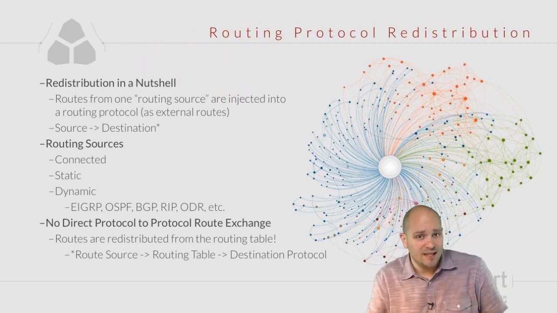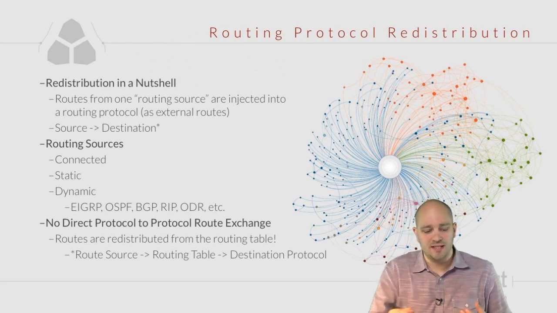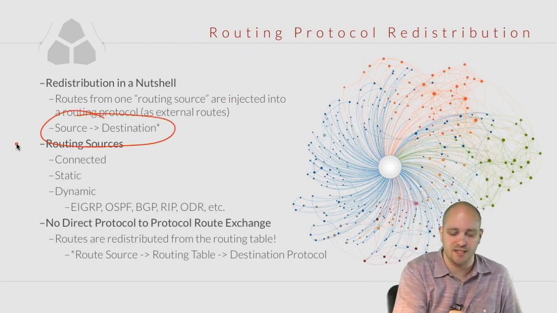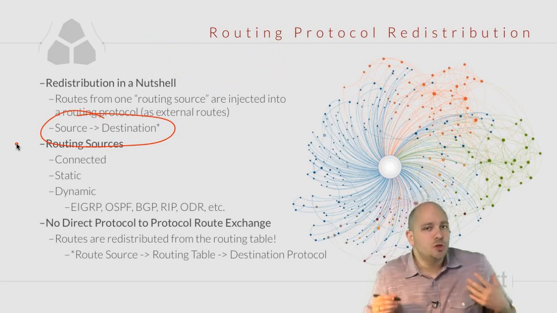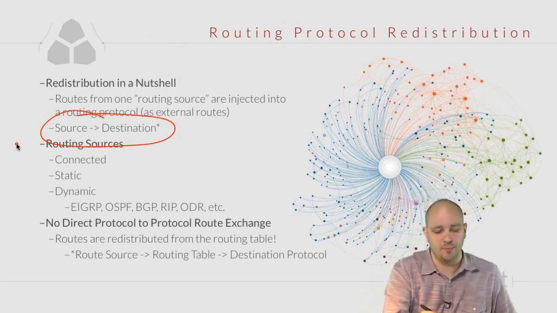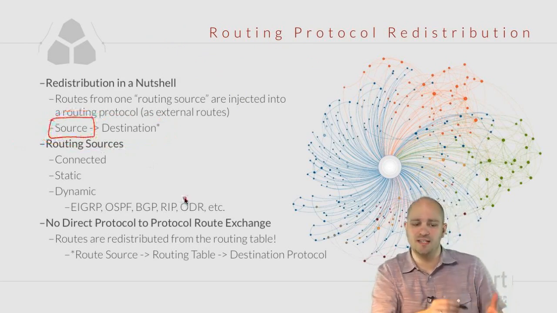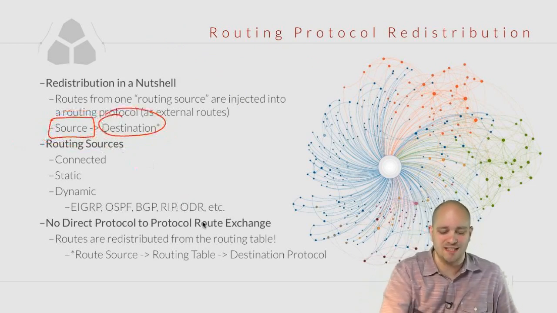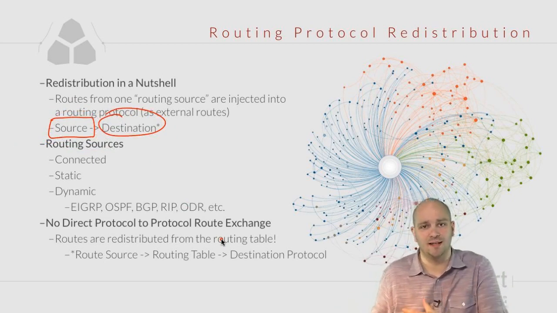Well, to a degree, you would be right. Yes, it is easier to think of redistribution as the direct process where the routes are coming from the source and going into the destination. But you could be in a situation where you see certain prefixes in the protocol database of the source, and when you do the redistribution, you would expect to see them in the destination protocol database, but they are simply not ending up there.